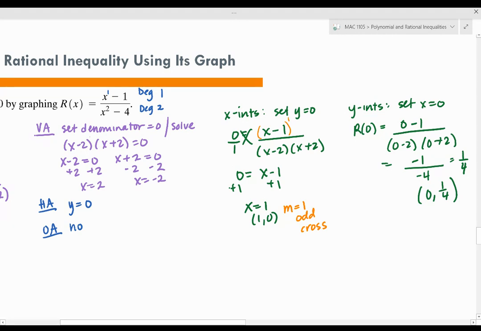Now we can also look at the behavior at the vertical asymptotes. If we look at our vertical asymptotes, both of these degrees are 1. So the multiplicity is 1, which means that our function is going to clash when it approaches these asymptotes, which means that they're going to approach different infinities as they approach those vertical asymptotes.